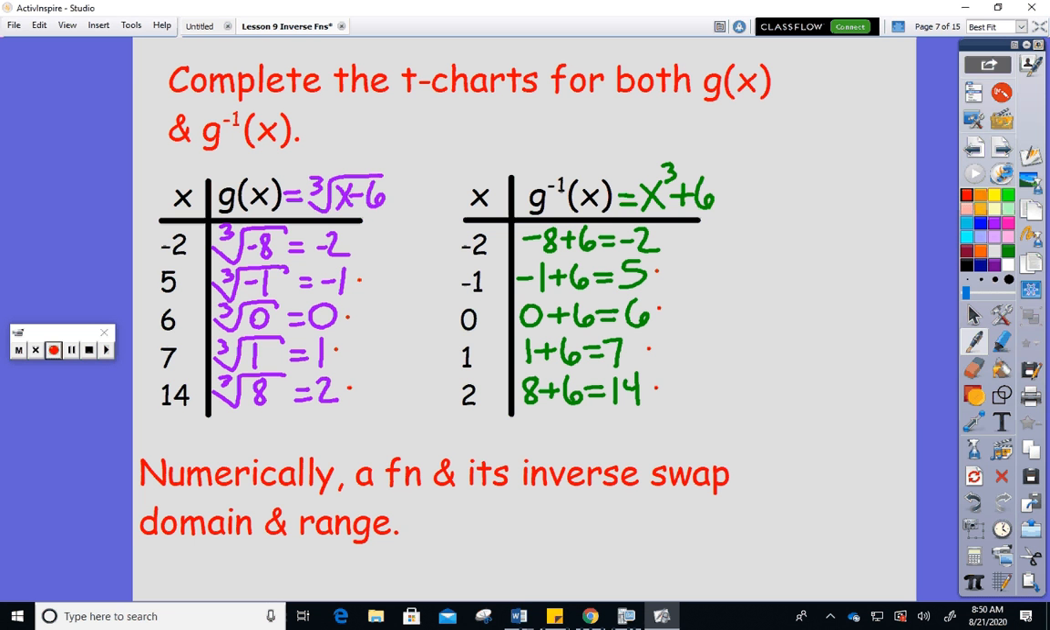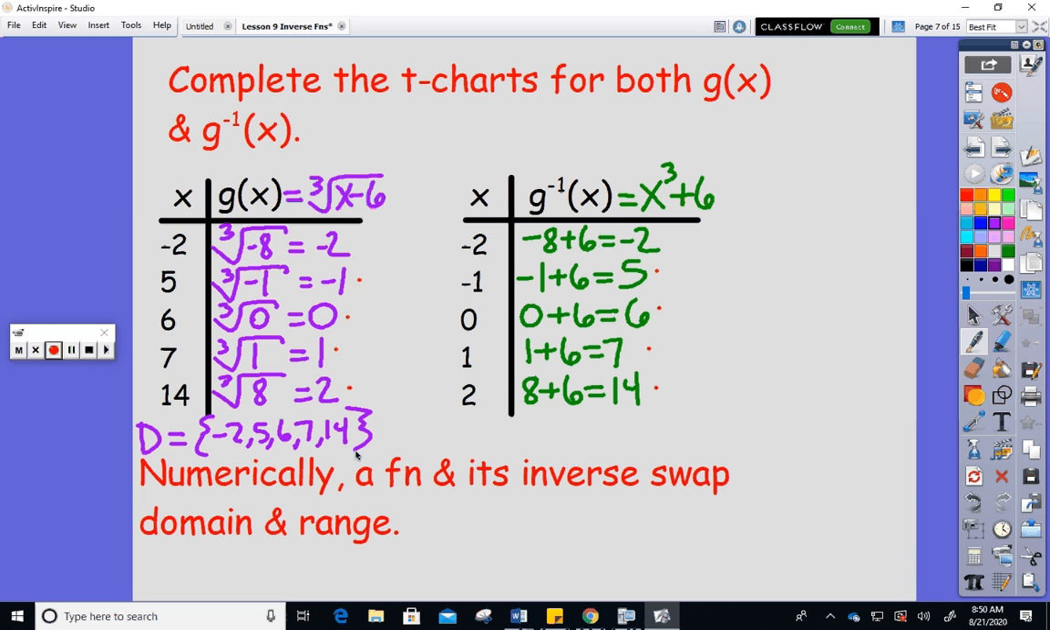So guys, do you recognize that my x's and y's have simply switched places? Remember, that's what we said that an inverse function does. So take a look. For instance, I can say the domain of the purple function is, for what I've pictured, -2, 5, 6, 7, 14.